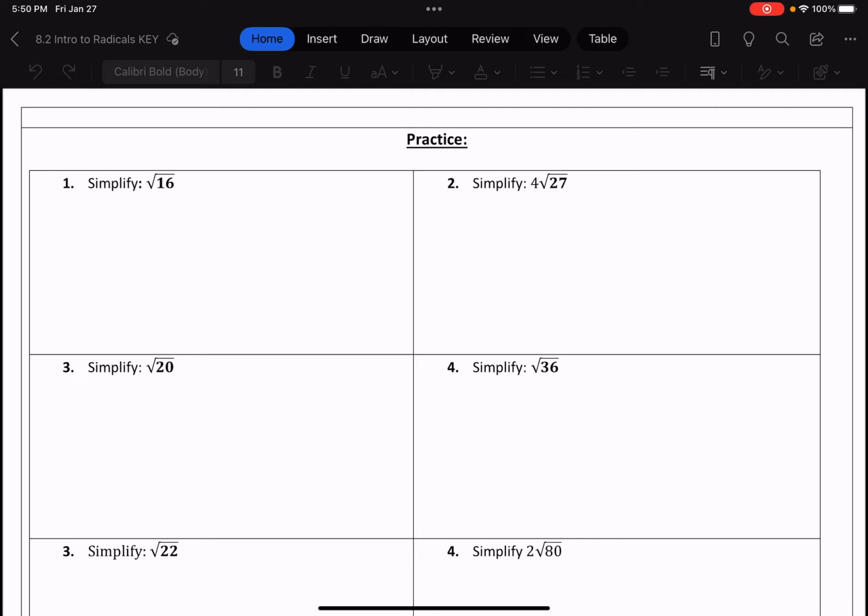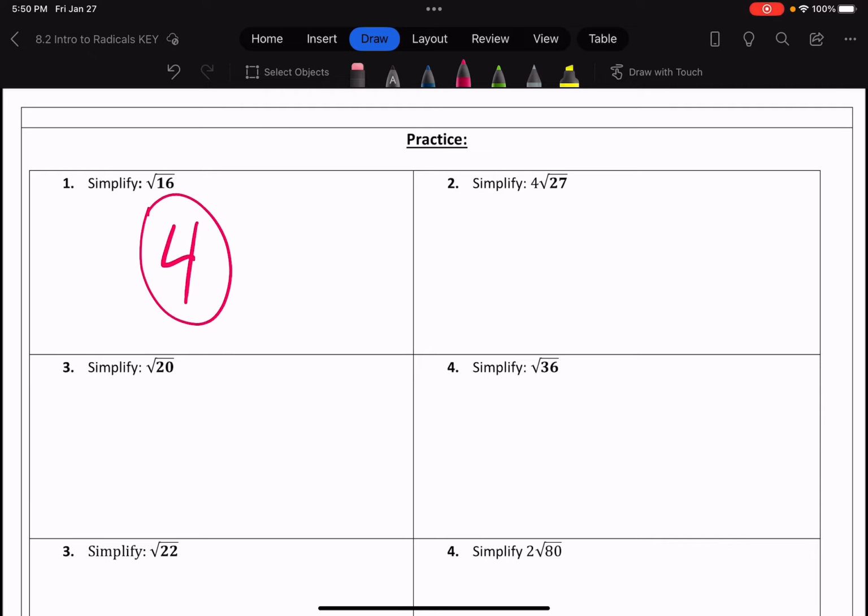For number 1, it says simplify the square root of 16. 16 is a perfect square. I know 4 times 4 is 16, so the square root of 16 just simplifies to the whole number 4.